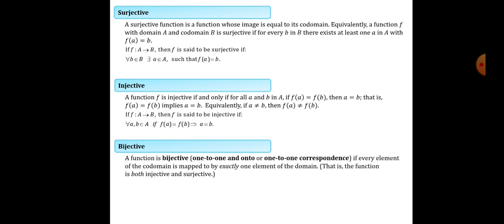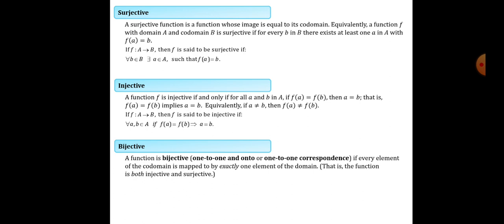Now I will move to combining both the types of functions. If a function is 1-1 and onto, that means a function which is onto as well and 1-1 as well, then that type of function is known as a bijective function. A function is bijective (1-1 and onto), right? It is bijective if it is both 1-1 and onto, or we can say both injective and surjective.